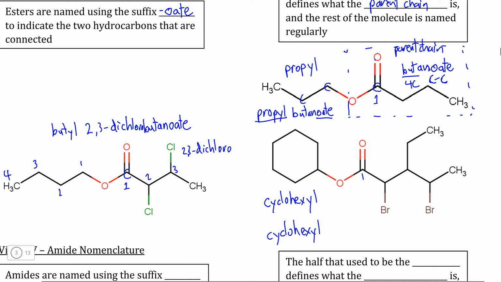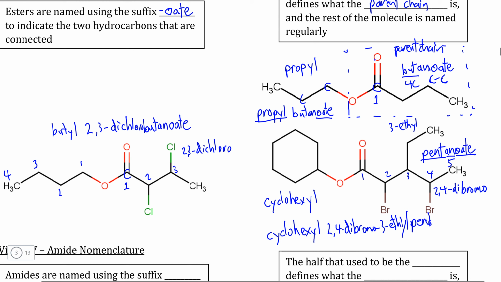Then we can see our parent chain has 1, 2, 3, 4, 5 carbons, so here our ester compound is going to be pentanoate because it is 5 carbons, only carbon-to-carbon single bonds, and has an ester on carbon 1, which leaves our side chains to be 2,4-dibromo because we have bromines on carbons 2 and 4, and then we've got a 3-ethyl, a 2-carbon side chain on carbon 3. So cyclohexyl is our side chain that came from the alcohol that is now part of the ester, and after that we would write everything else that is attached to the main parent chain, starting with our 2,4-dibromo, followed by our 3-ethyl, and then the name of the parent chain proper, which is pentanoate.